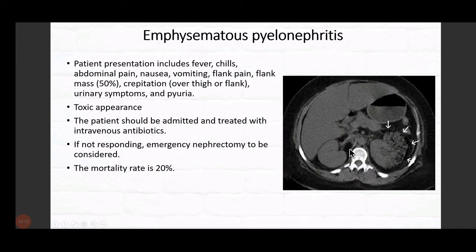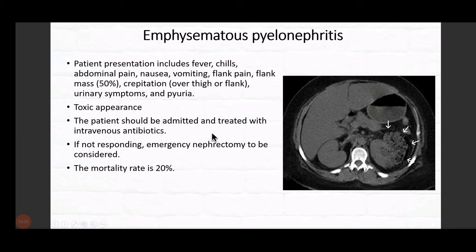If you see this particular image, this kidney appears normal, and this part appears normal, but these black dots are all gas. Here, the outline of the kidney is also irregular. That means there has been spread to the surroundings. The renal fascia has been involved. These multiple dots are indicative of gas.